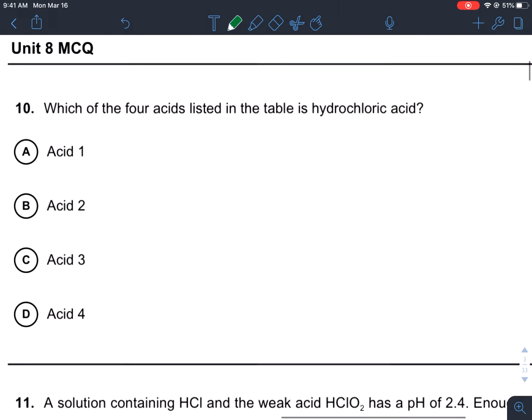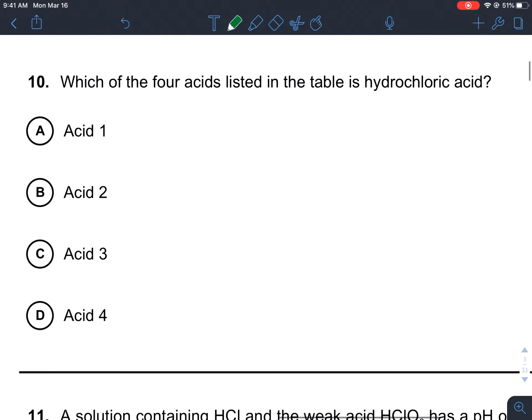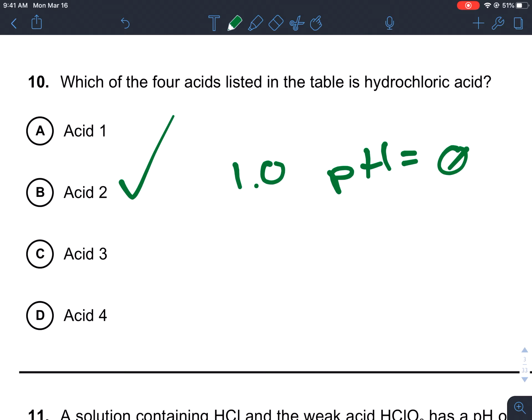Which of the 4 acids listed on the table is hydrochloric? Hey, we already did that one, right? It's acid number 2. How do I know that? Because at 1 molar, its pH was equal to 0. It was a strong acid.